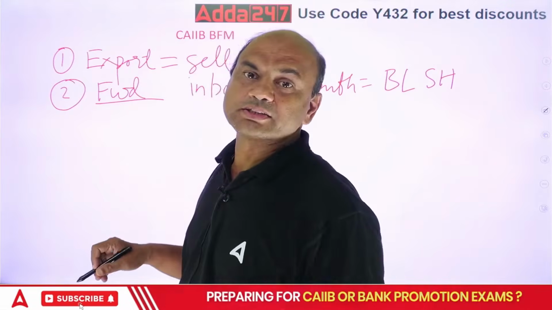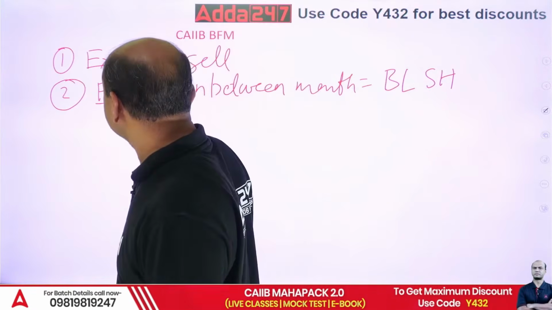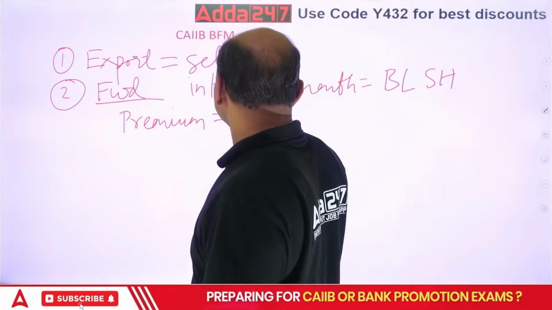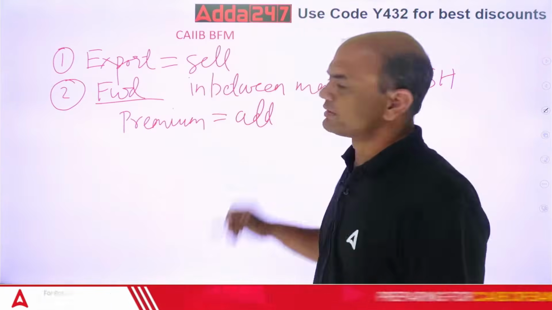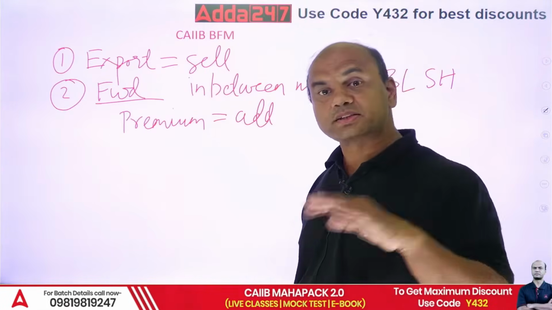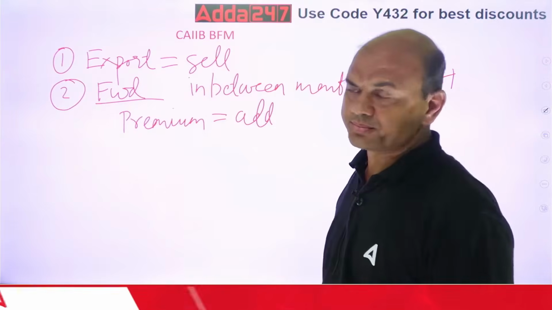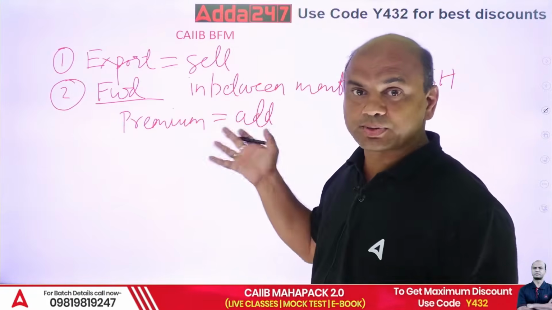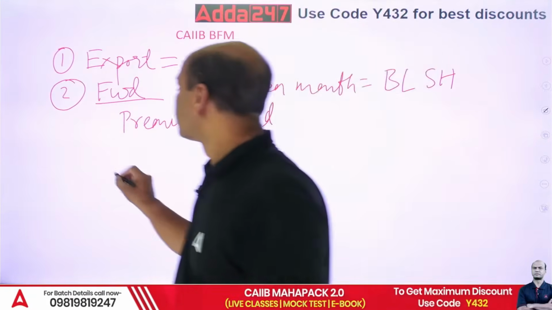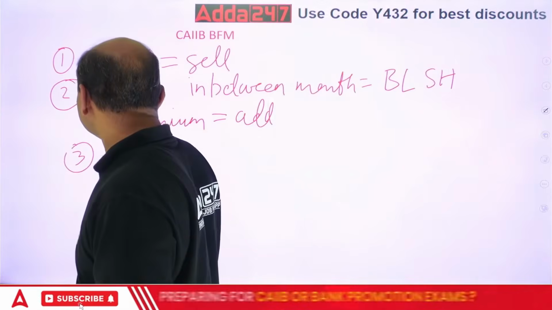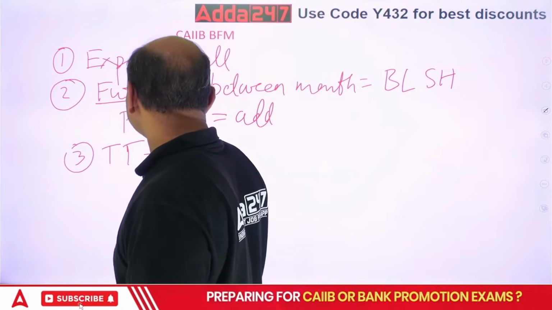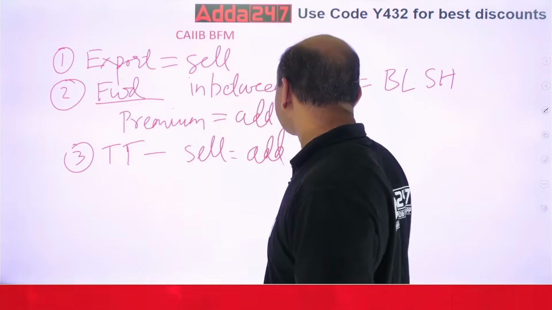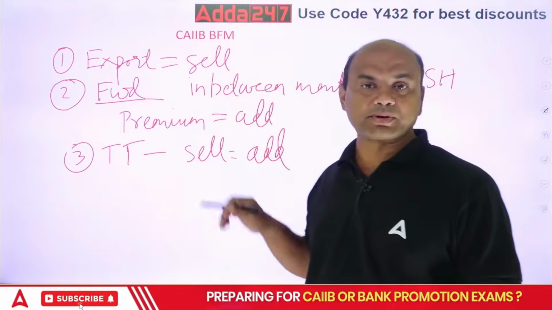Number three, under forward points: if your currency is in premium, then add the forward margin. If your currency is in discount, then subtract. How is it in premium? It will be in premium if the right side is bigger, as I told you. Number four, TT margin: whenever you are selling, you should always add. Whenever you are buying, you should always subtract.